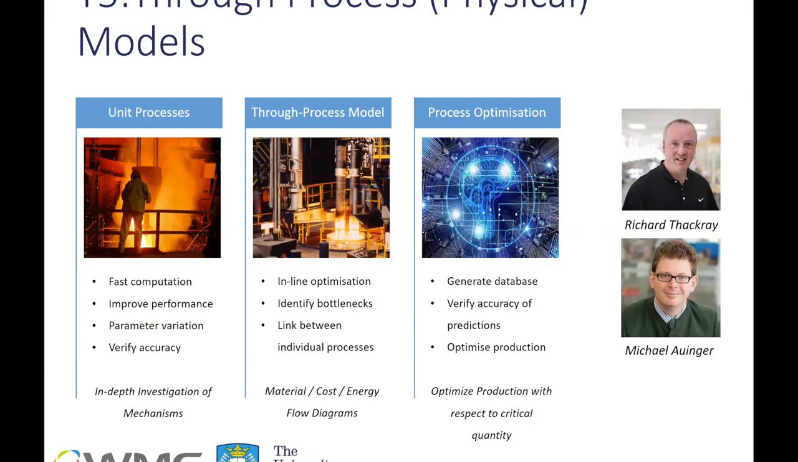The through process models are for inline optimization, identification of bottlenecks, and to link between individual processes. And then the process optimization side is looking at how to generate databases, verify the accuracy of the predictions, and optimize the production of the plants.